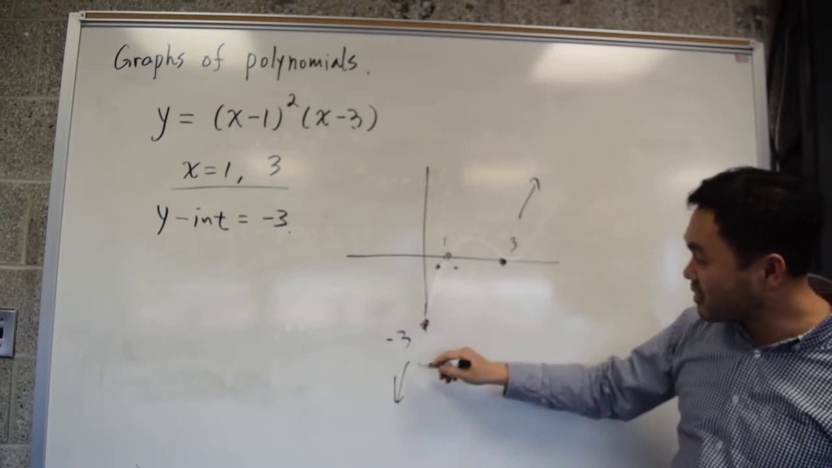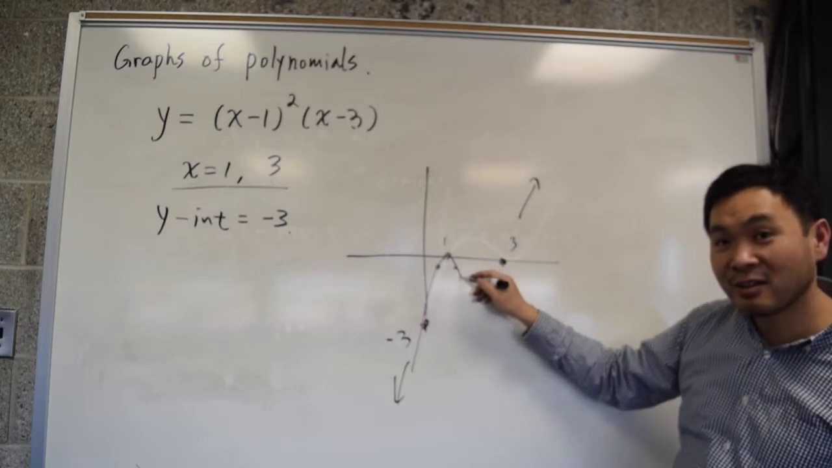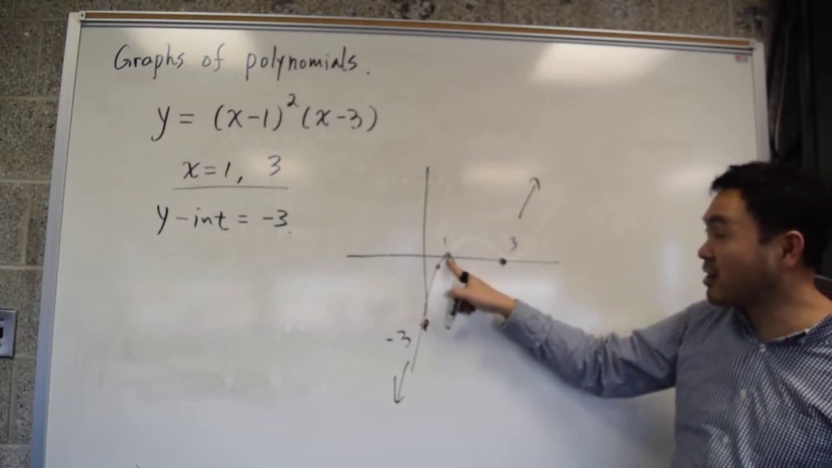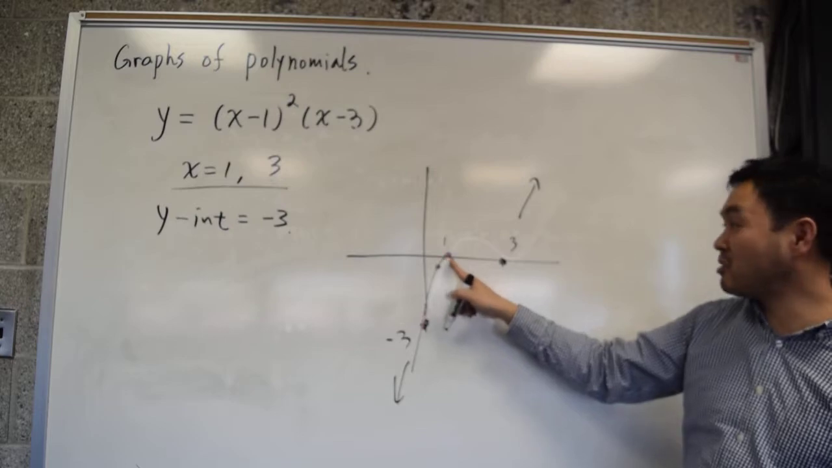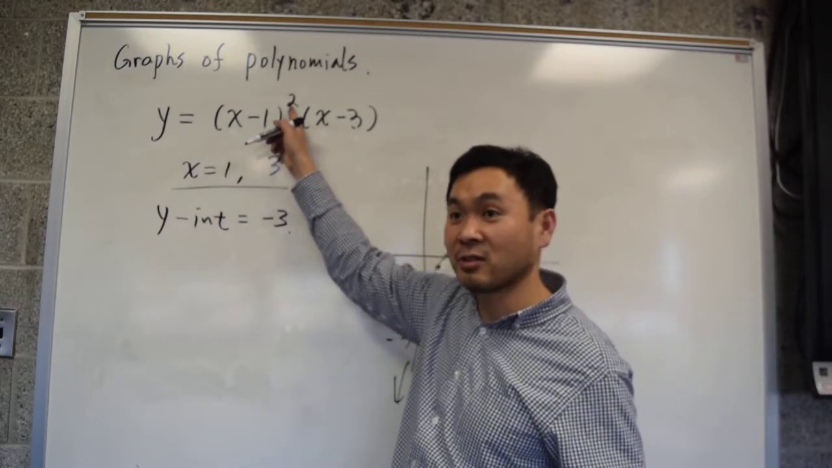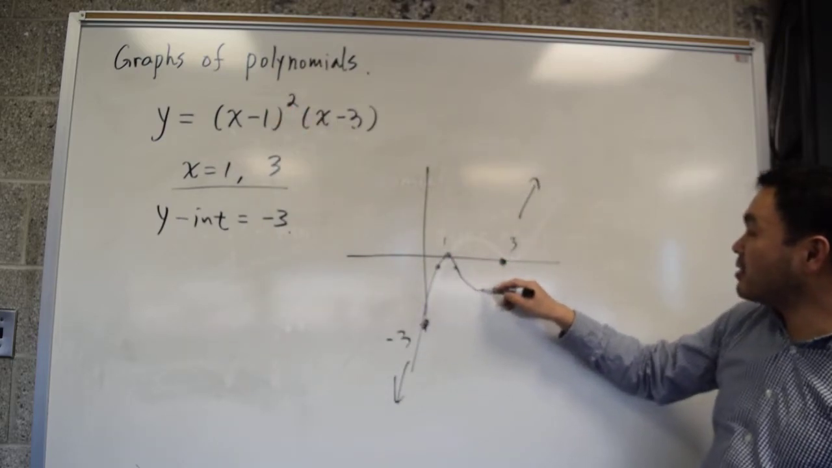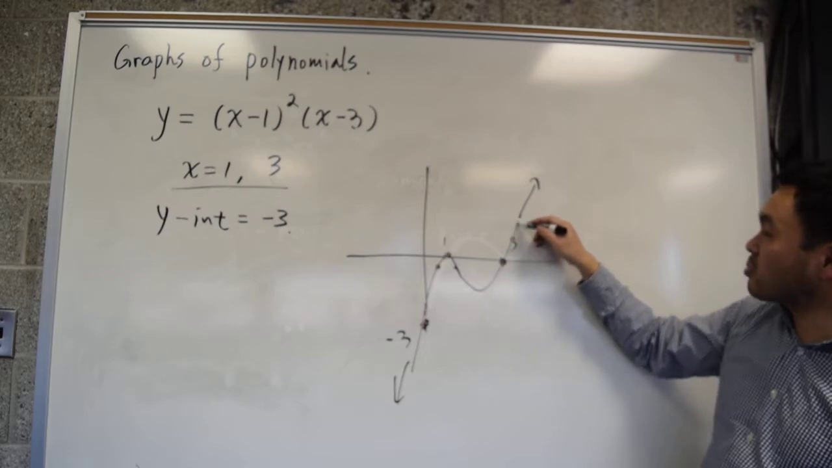So what are we seeing? It's connecting, and then it's coming back. It's bouncing back. It's touching 0, but it's bouncing back. Why? Because there's a squared. And then it comes down, and then does it go through 3?